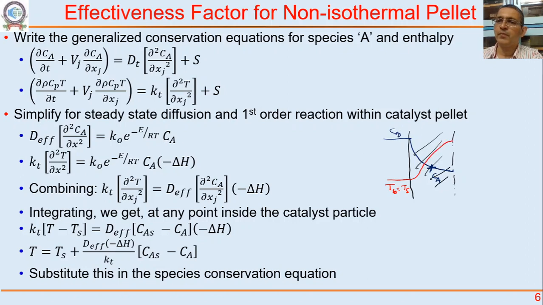Then it is going to be higher. Temperature inside at any point is T. So this T is temperature at any point here, minus TS, or equal to TS here, the surface temperature. CAS is concentration at the surface, CA is concentration at any point inside. We should show temperature at any point here, T, the same point, same X location.